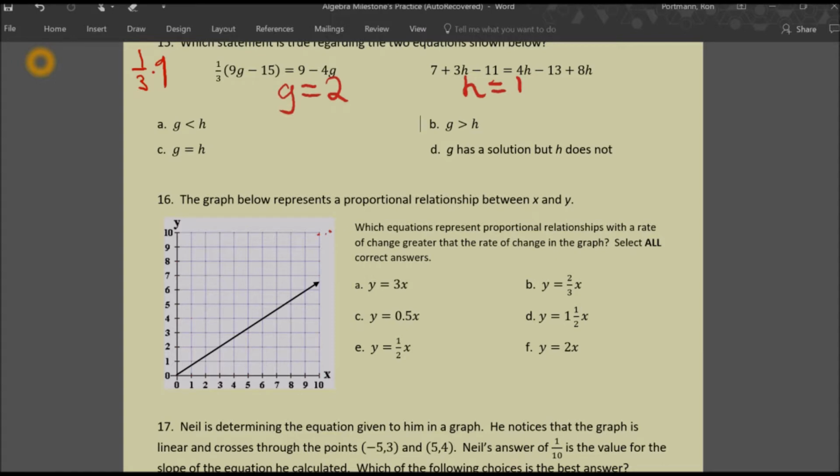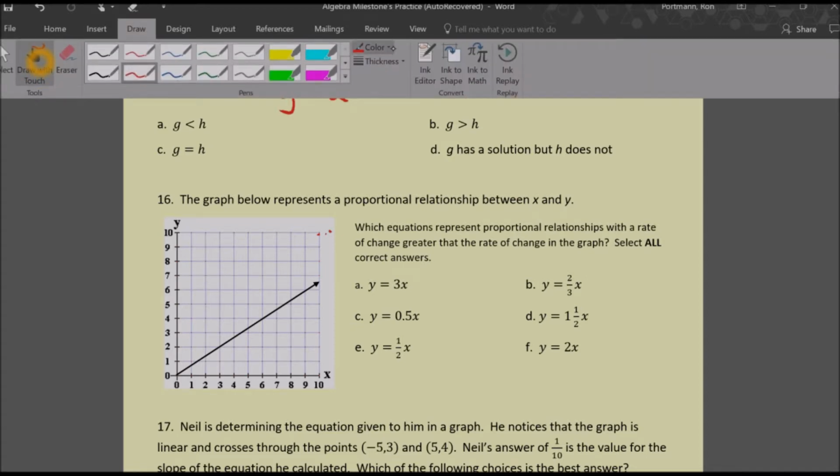So since g is greater than 1, your answer here is obviously going to be B, because that little sign right there means greater than. So g is greater than 1. Okay? Moving on to the next question.